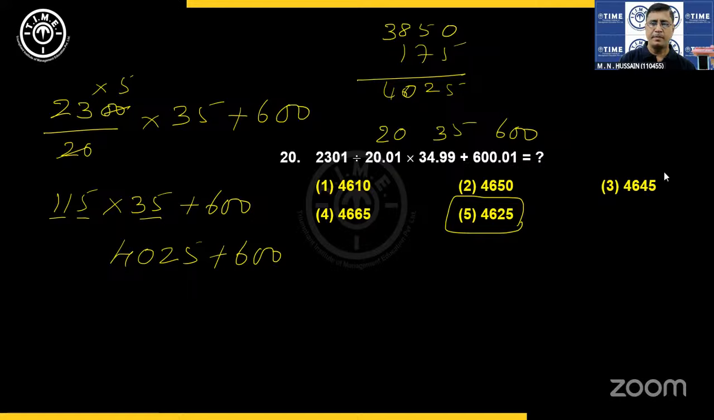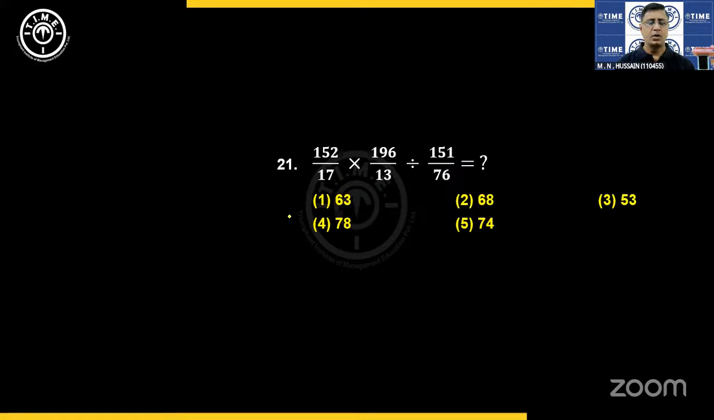Okay. Now, look at the next example on your screen. 152 divided by 17 into 196 divided by 13 divided by 151 divided by 76.